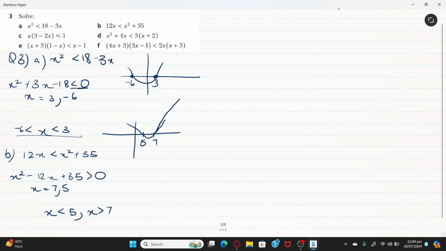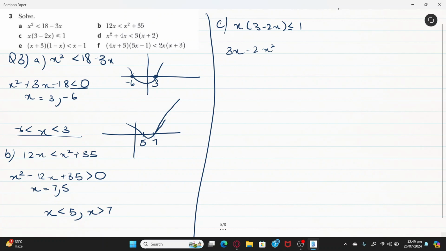Proceeding on to part C. For part C, what they've asked us is x multiplied by 3 minus 2x is lesser than equals to 1. So again, open this up. It's really simple. 3x minus 2x squared is lesser than equals to 1, and on the other side, negative 2x squared plus 3x, I'm going to rearrange this, minus 1 is lesser than equals to 0.